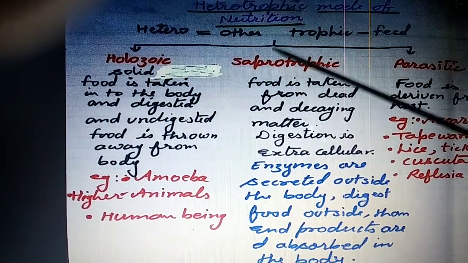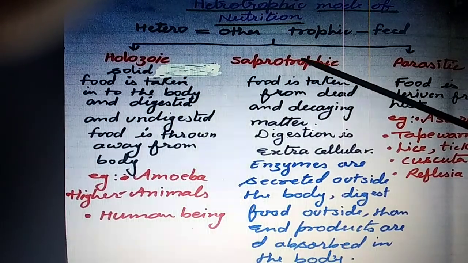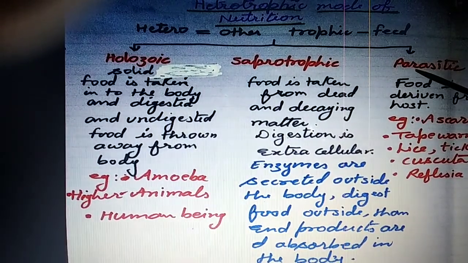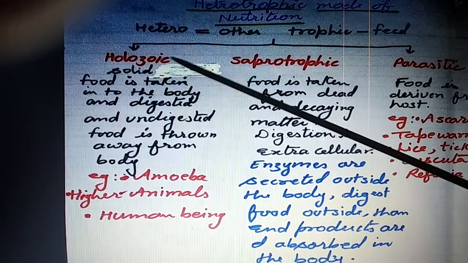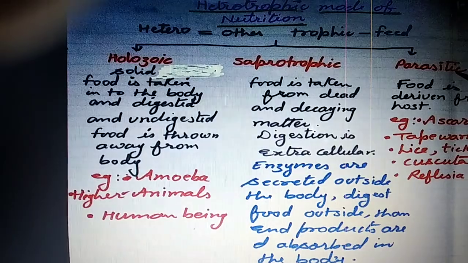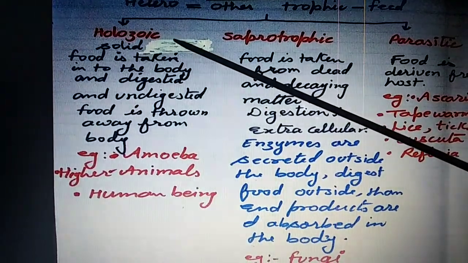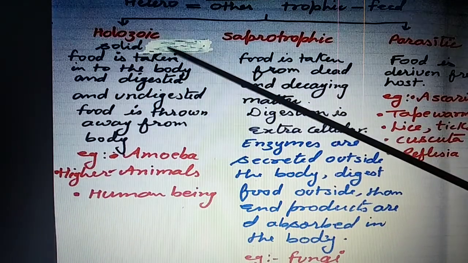Now, heterotrophic mode of nutrition is of three types. One is called holozoic, second is saprotrophic, and third is parasitic mode. Holozoic mode of nutrition, saprotrophic mode of nutrition, and parasitic mode of nutrition. Now see one by one. The first is the holozoic nutrition or holozoic mode of nutrition.